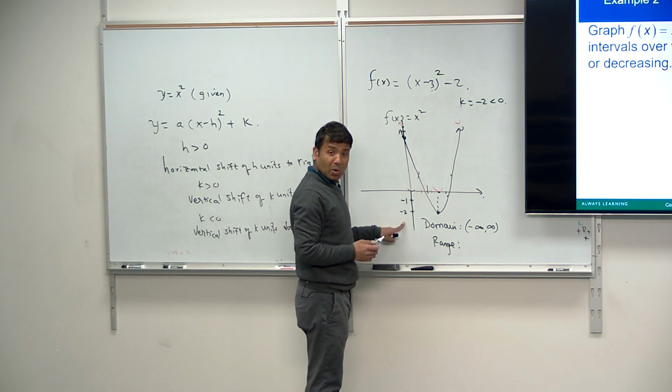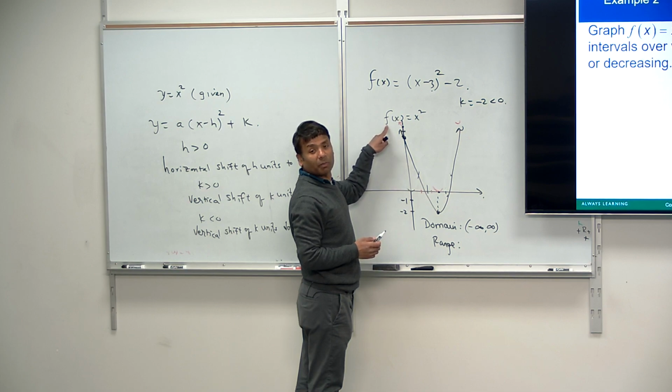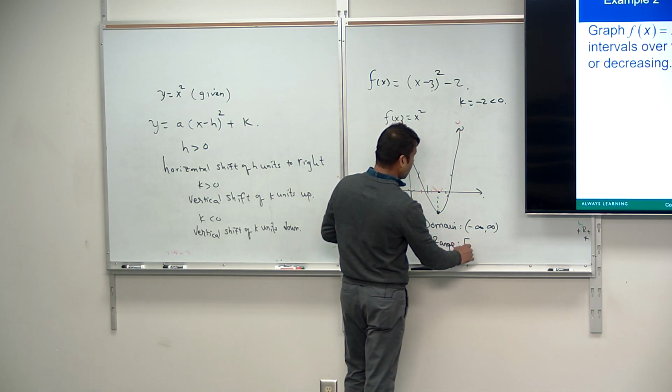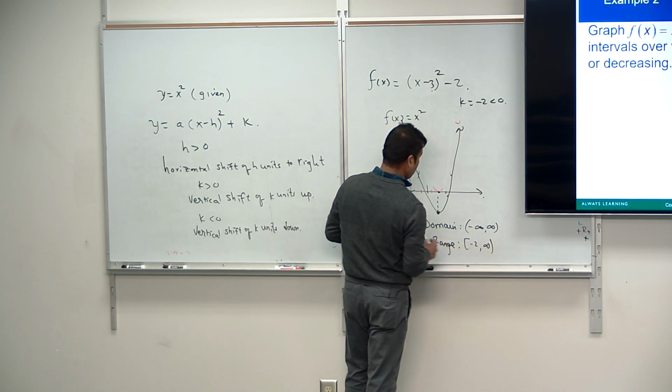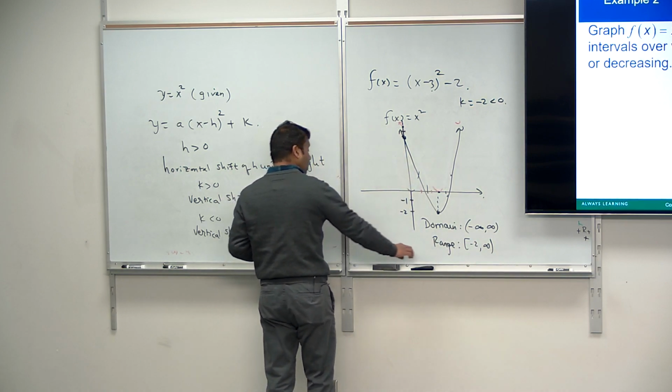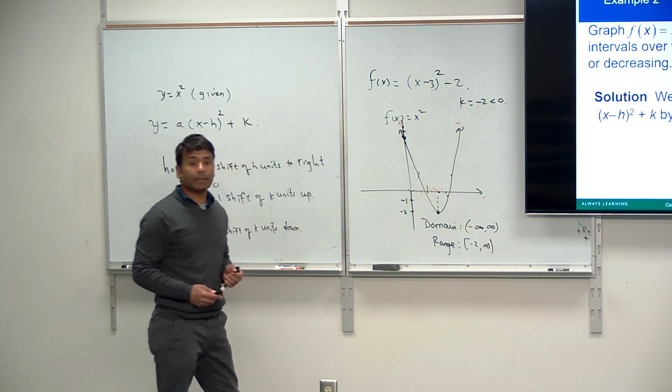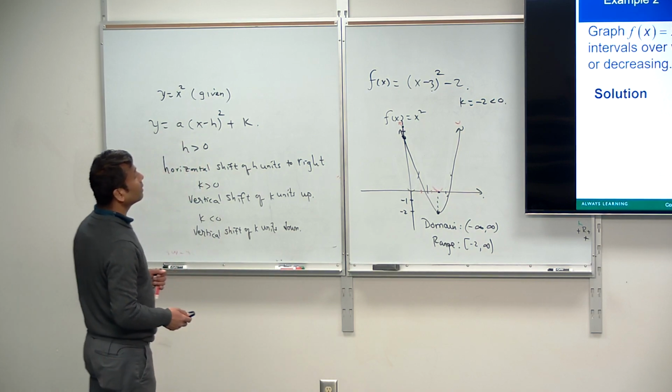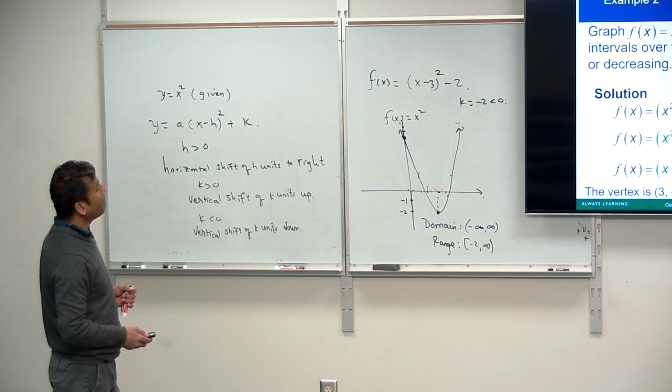Negative 2 all the way up to what? Positive infinity. So it's going to be negative 2, positive infinity. I think you got it, right?